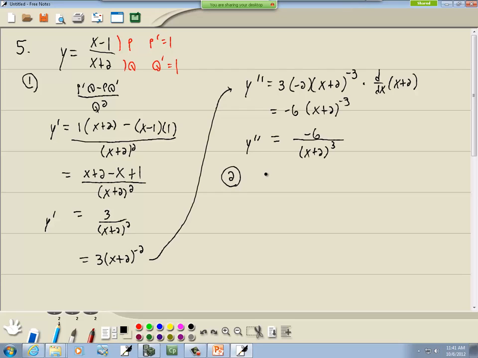Step 2. Set the top part equal to 0, set the bottom part equal to 0. So we got negative 6 equals 0, and x plus 2 to the third power equal to 0. Now negative 6 equals 0, I don't need to worry about that. There's no x to solve for. Over here, remember, if you have parentheses to a power equals 0, you can drop the power. So we just set the x plus 2 equal to 0. And we get x is equal to negative 2. So this is our critical value.